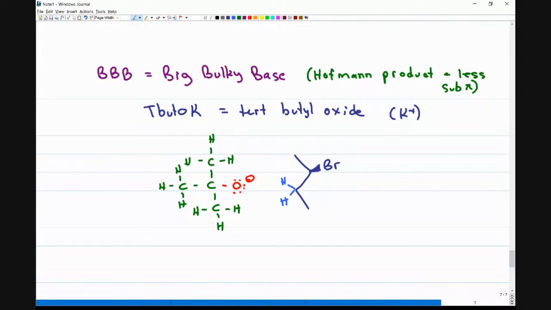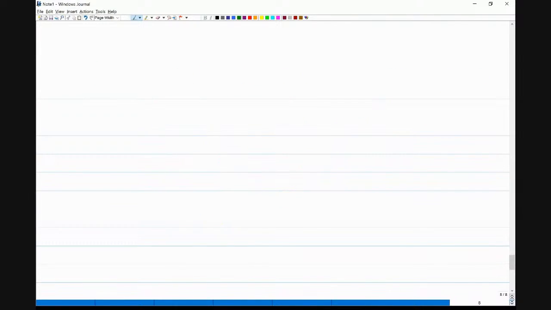All right, so that takes care of our E2 reaction. Now we're going to switch gears and look at a completely different type, starting with SN1. The SN1 reaction, once again, stands for substitution, nucleophilic, but the 1 is different. We haven't seen the 1 before. The 1 stands for unimolecular.